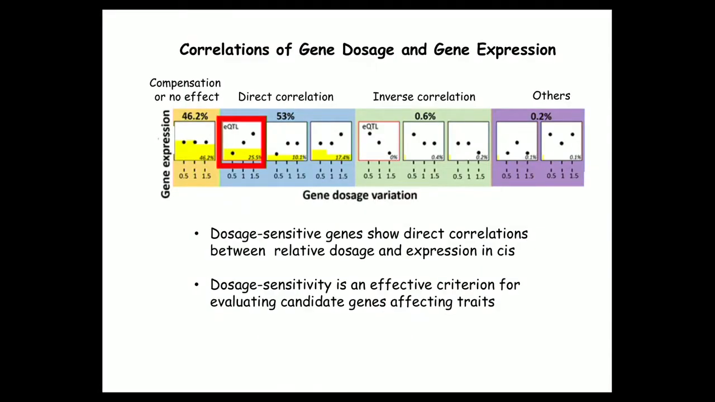Now, importantly for our study, genes that show a direct correlation between dosage and expression are very good candidates within the regions that we've mapped QTL to actually be genes causing those phenotypes. So among the other things we're doing with this is narrowing down candidate genes, but also we're doing entire chromosome evaluations of gene dosage sensitivity.